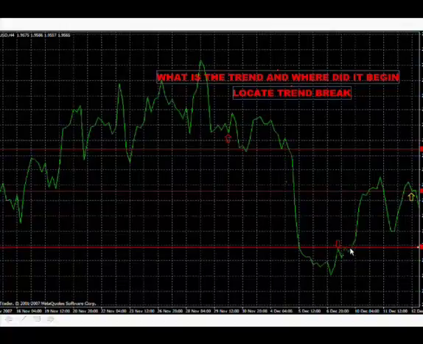We know when price breaks above here, that's a buy signal, and that signifies a change from a downtrend to an uptrend. But once we see this close above the high, where do we enter? Where do we place our stop? Where do we take our target? And these things are best understood in the context of support and resistance.